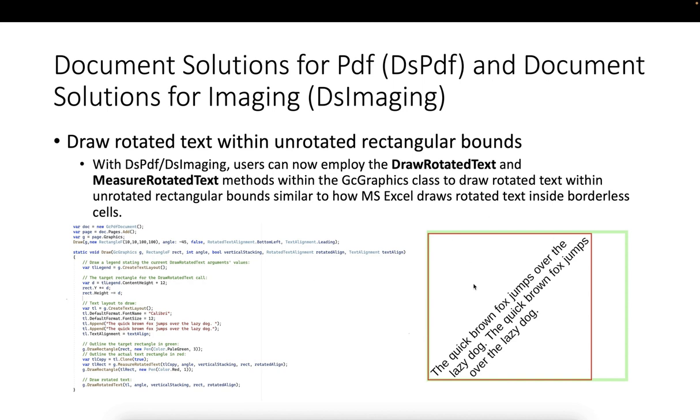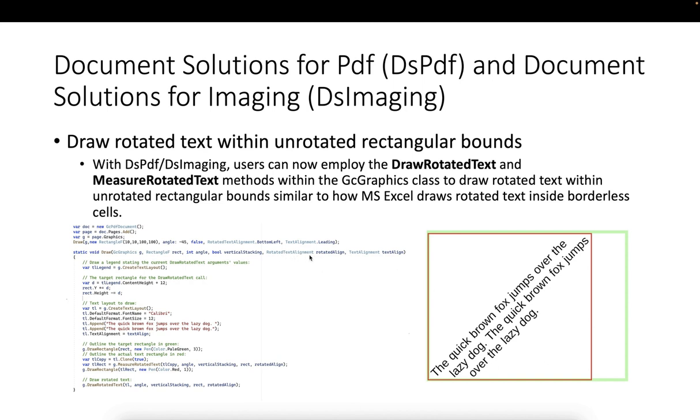So in this example, you see we have called the draw rotated text method after various settings. This method takes in various parameters like the text layout, the text that needs to be added, the angle at which it needs to be rotated, and vertical stacking. Vertical stacking allows the user to stack the text horizontally along the top and bottom sides, or vertically along the left and right sides of the rectangle. Then the location within the rectangle where you want to render the text, and the rotated text alignment property, which will help to align the text within the rectangle.